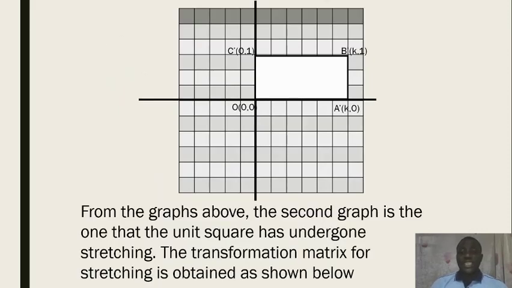Using this graph below, you find that initially the coordinate of A is 1, 0, and the coordinate of B is 1, 1. But when you stretch it along the x-axis with a scale factor of k, that simply means that the x coordinate will be multiplied by k. That is why the coordinate of A, instead of becoming 1, 0, becomes k, 0. And B, instead of 1, 1, becomes k, 1. So using this graph above, we should be able to construct a transformation matrix for stretching along the x-axis.